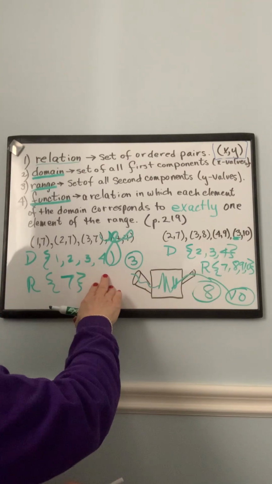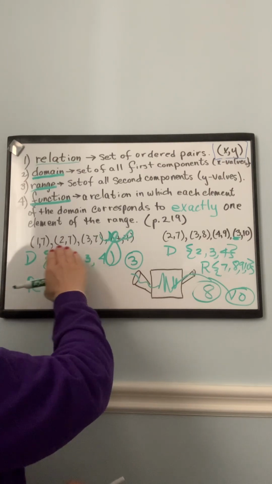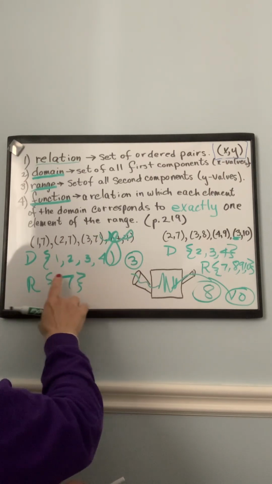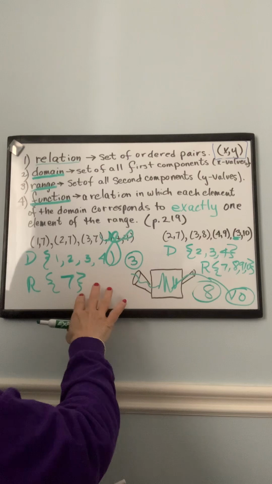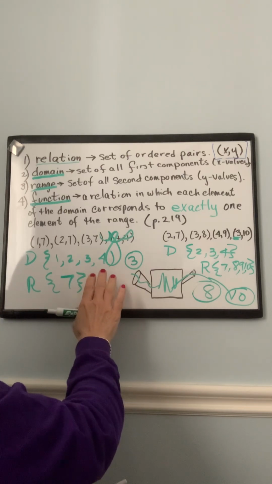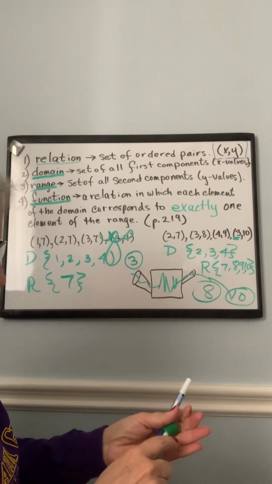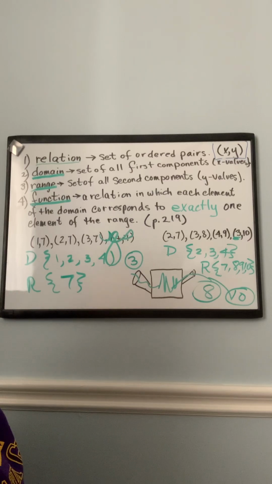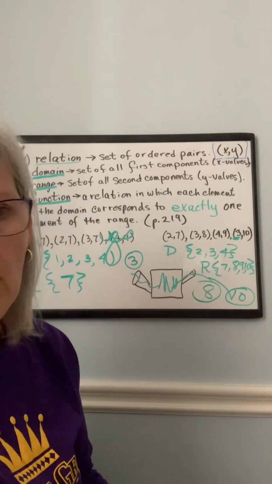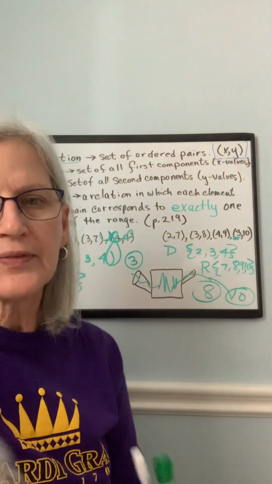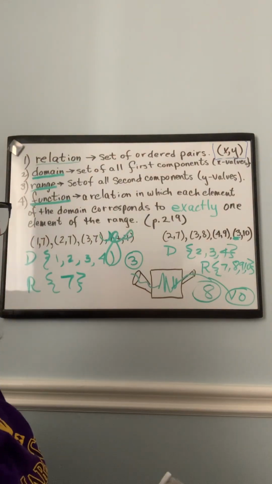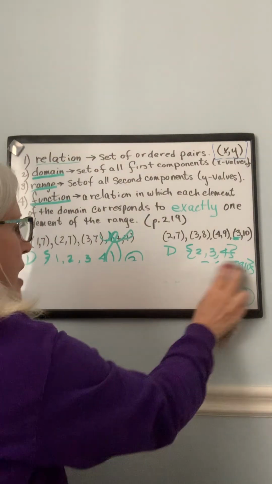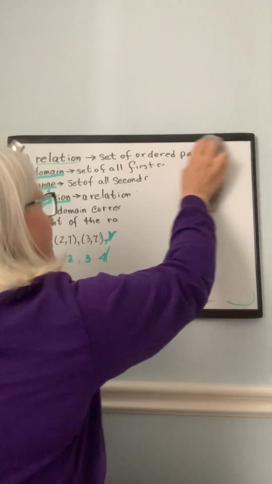Like over here in this example, all the y values, the elements in the range, were 7. So 7 was repeated. But now it's okay for the y value to be repeated and it still be a function. That is quite all right. So hopefully that little example and reviewing those terms help you to understand what exactly is a function and the other parts of it, like domain and range.